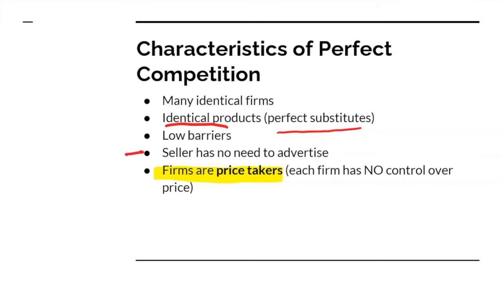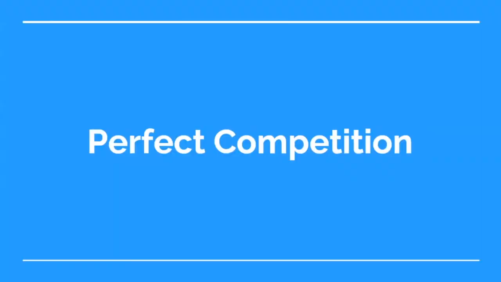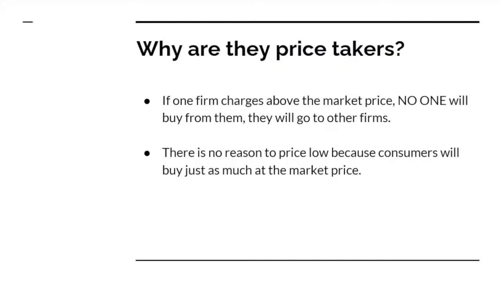But in a perfectly competitive market structure, firms are price takers. They take whatever price the market tells them to take. In other words, they have no control over price. And this is extremely important, right? In a perfectly competitive market structure, these firms are all price takers. So let's get started in perfect competition here.